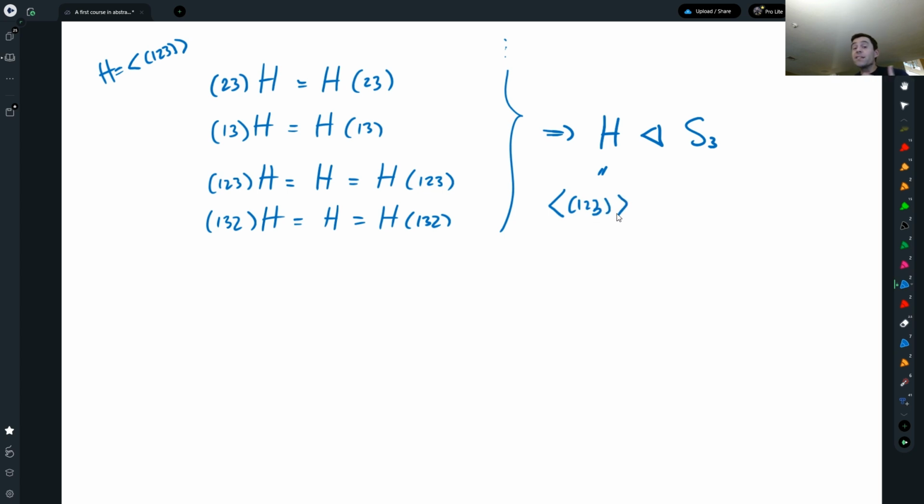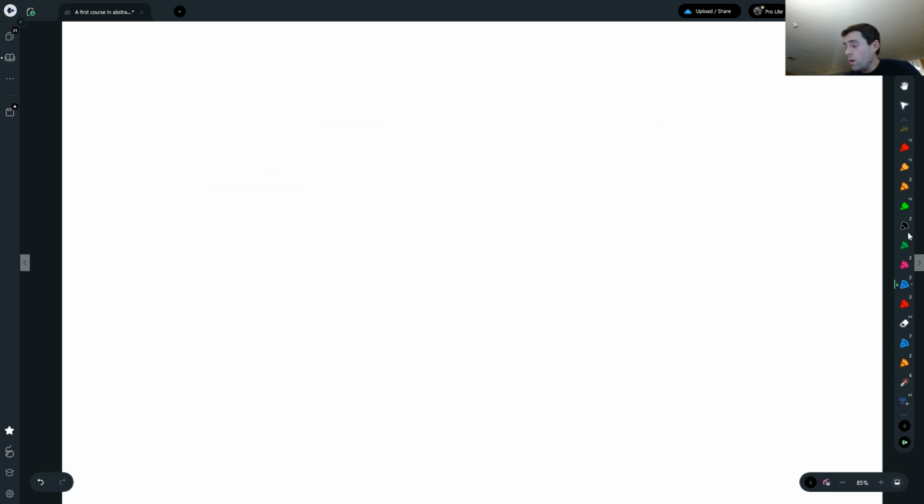So S3 has subgroups that are normal and subgroups that are not normal. Sometimes they work, sometimes they don't work as normal subgroups. Then let me now go back to the issue of a quotient group and prove the following theorem.